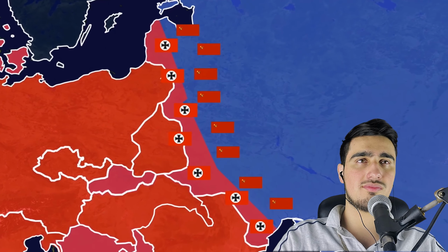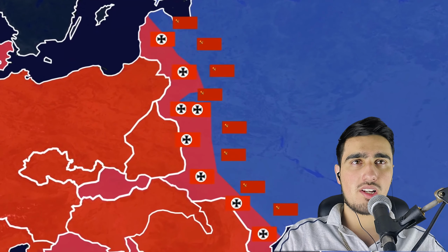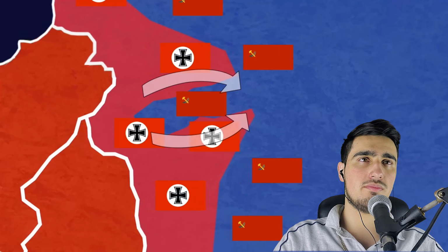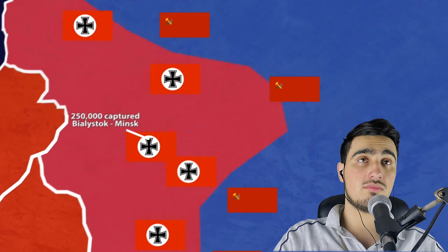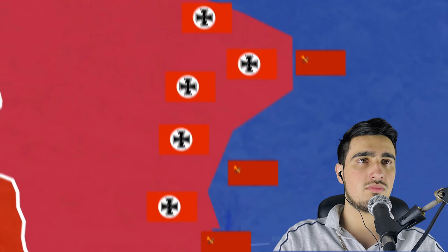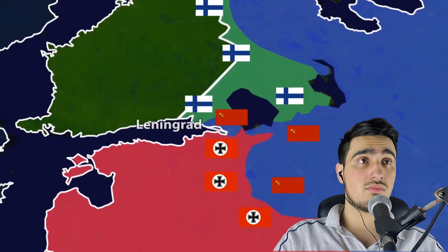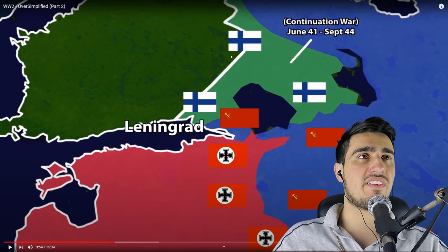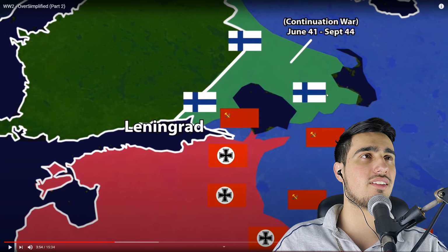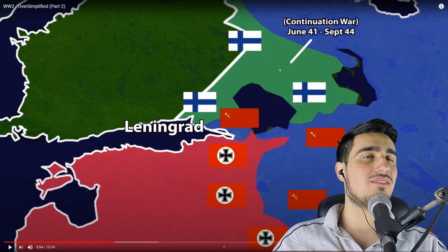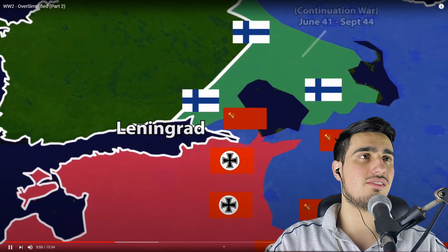Germany made staggering progress, with huge encircling movements capturing mind-boggling numbers of Russian troops. 250,000 at Bialystok, Minsk, 300,000 at Smolensk, nearly 700,000 at Kiev, and again at Vyazma and Bryansk. Leningrad was put under a siege that would last. Look at Finland, by the way. Like, they did their own thing. They were like, we ain't gonna stand this. And actually, it says here, Continuation War. Good for them. An insufferable 4 years.